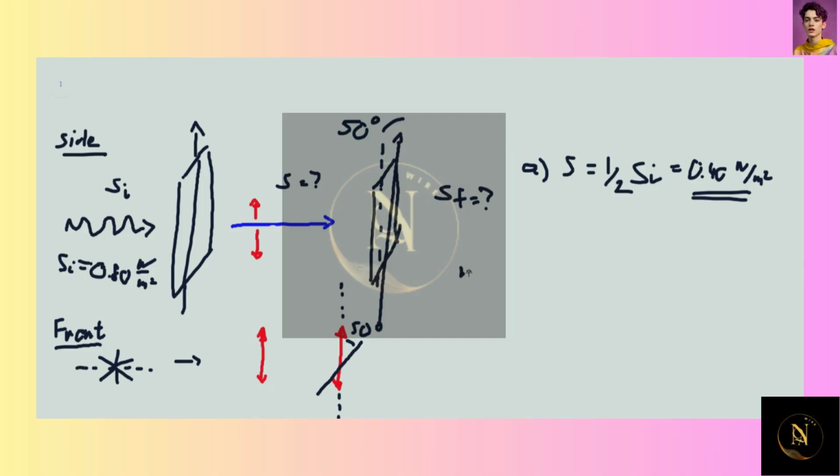So the answer to part B is going to be that S final is going to be S in the middle times cosine squared of the angle between the first polarization axis and the second polarization axis. And so this is cosine squared of 50 degrees. If you just put in the numbers, you're going to get that this is 0.17 watts per meter squared. And so that is the answer to part B.